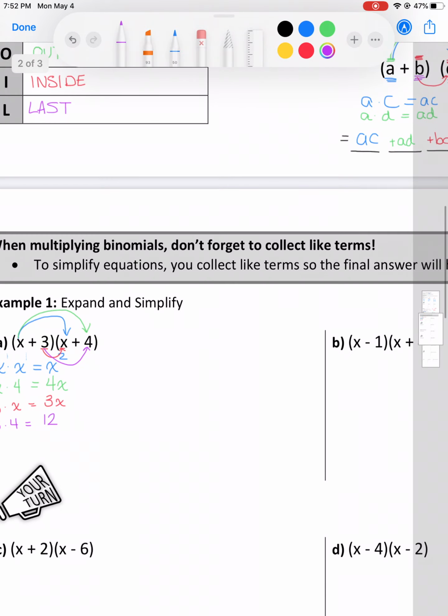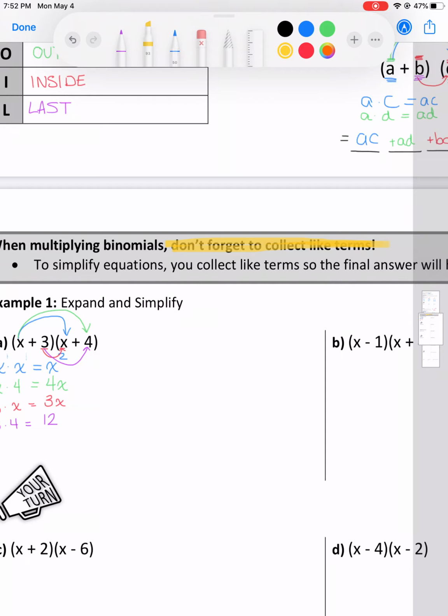Look at this thing. Don't forget to collect like terms. What on earth does that mean? You guys know what this means. We did this a long time ago, okay? That's why we went over all of that stuff, for you guys to remember the basic little things that sometimes are easily forgotten about. So yes, you have to collect like terms.